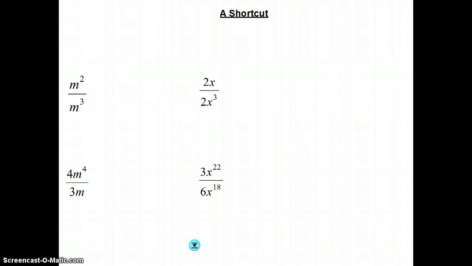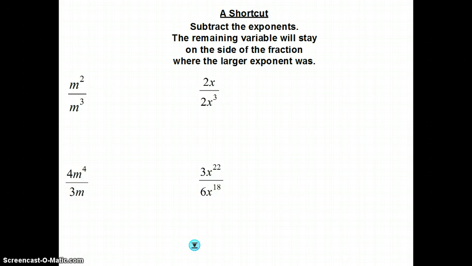If you haven't noticed, there's a shortcut we can take. In this shortcut, when you have the same base, all you are going to do is subtract the exponents. The remaining variable, or base, will stay on the side of the fraction where the larger exponent was.